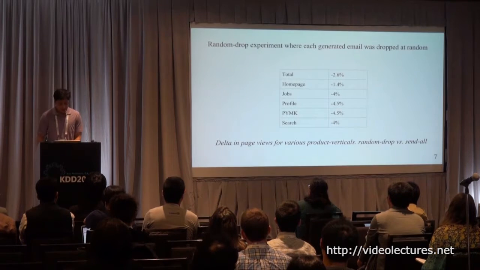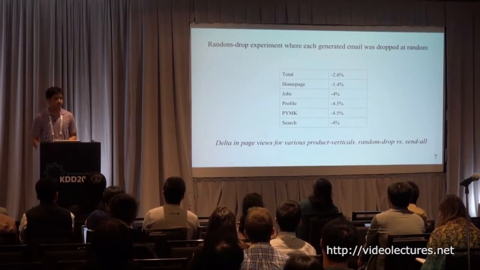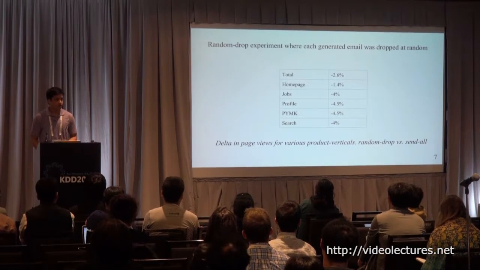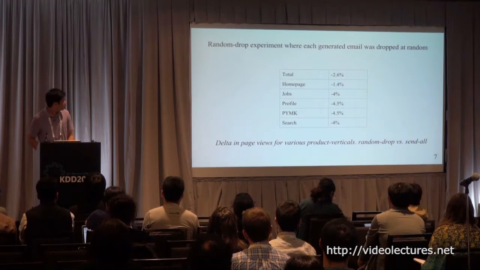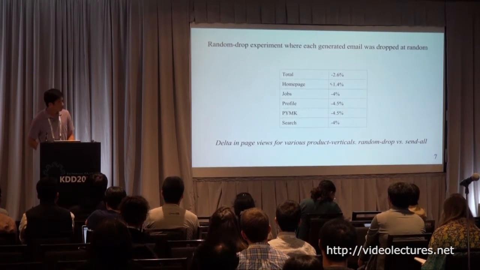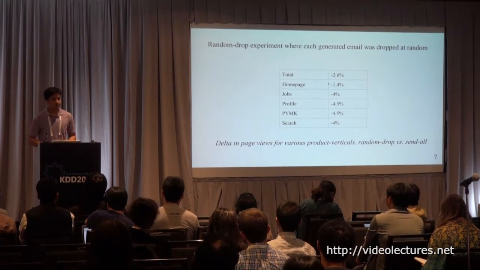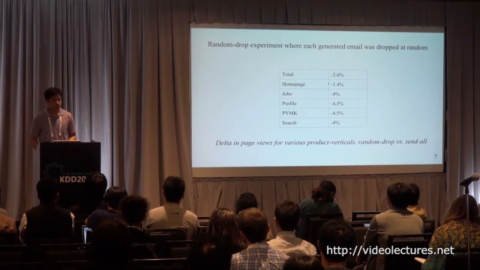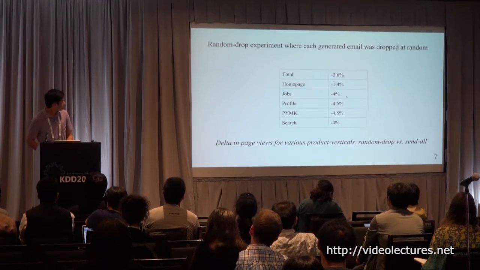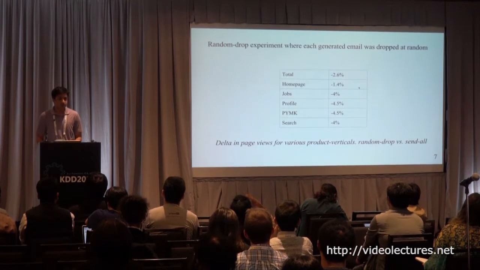We conducted an experiment where each generated email was dropped at random. When an email gets generated, we just toss a coin and drop it if the coin says heads and send it across if the coin says tails. As you can see here, we observed a very huge loss in page views across all of our product verticals in this bucket, which we call the random drop bucket. Here the comparison is being made against the bucket where every generated email is sent out. So there is a pretty significant loss, and it's quite clear that there is a lot of upside to sending emails.